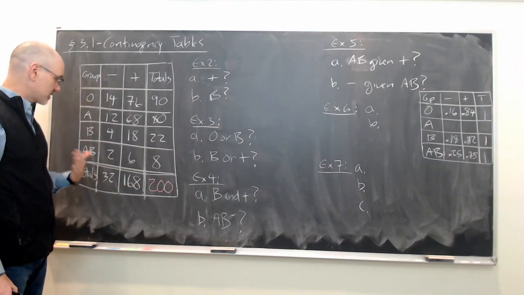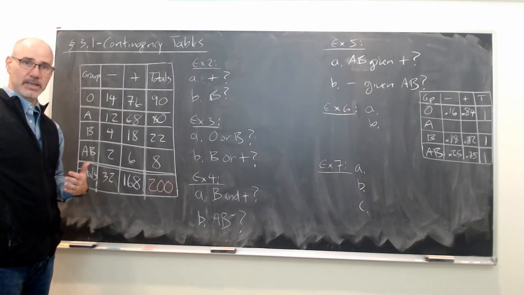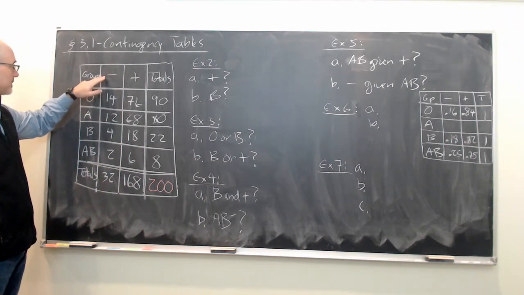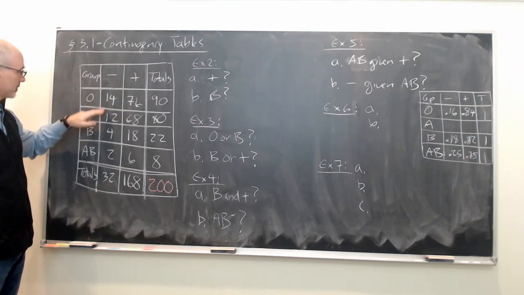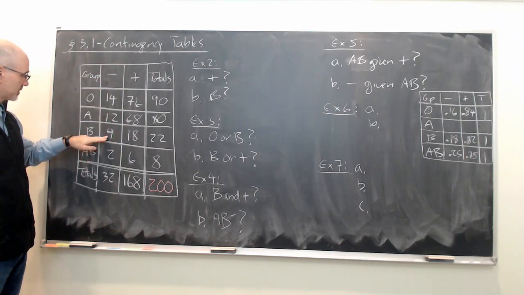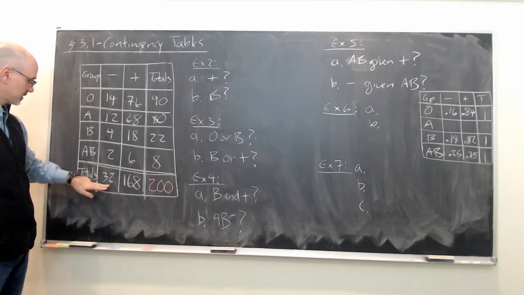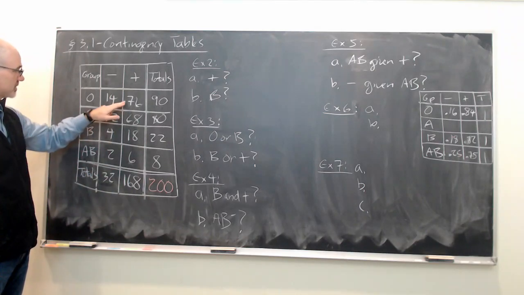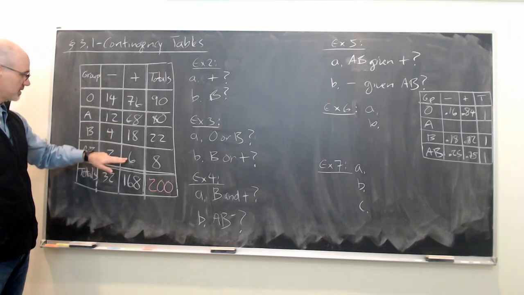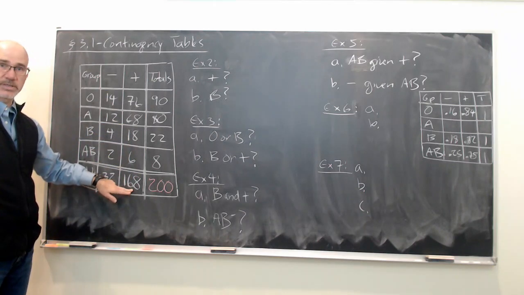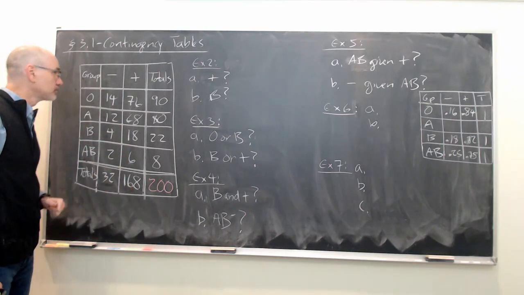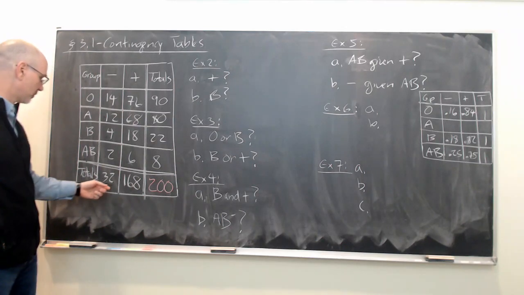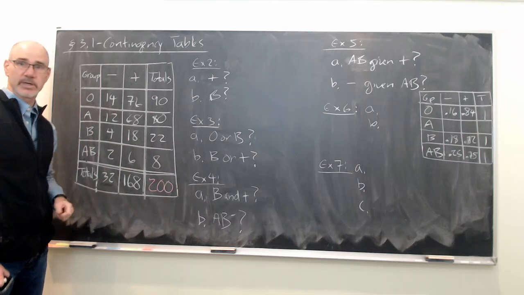Now the table also gives totals down the columns. For all of the folks that have blood types that are negative, we have 14 plus 12 is 26, plus 4 is 30, plus 2 is 32. There's my negative total. And then the positive total, 76 plus 68 plus 18 plus 6, is 168. So that's where the totals come from, and we'll refer to these through a lot of the exercises.